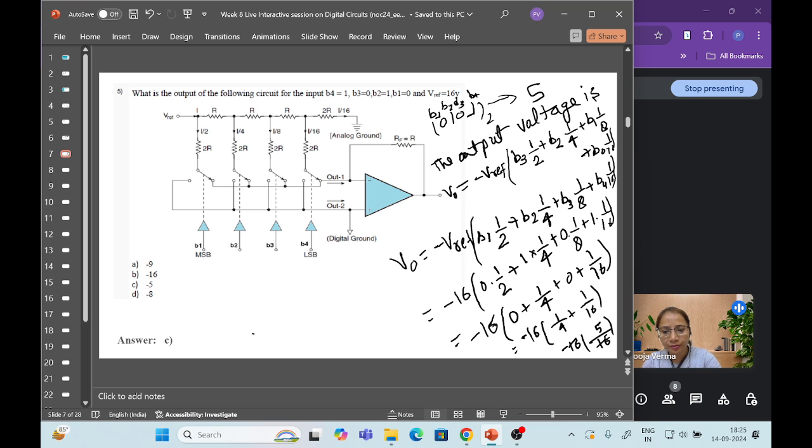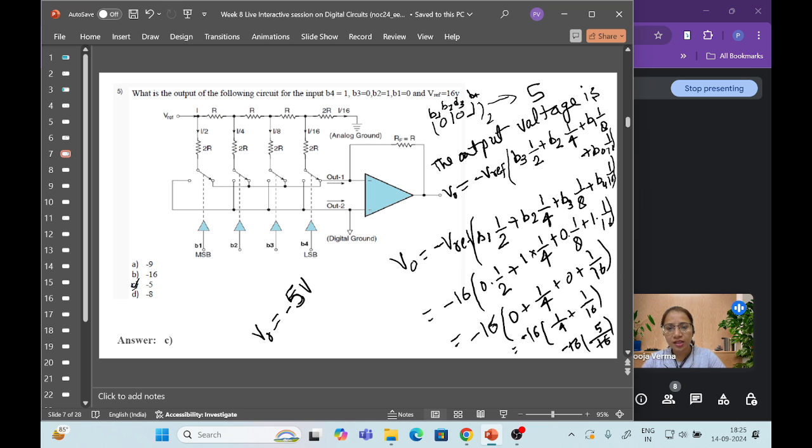You will get, I'm writing it here, V0 is equal to minus 5 volt. Minus 5 volt, right? 16 and 16 will be cancelled out, so minus 5 will be left. So V0 output voltage is minus 5 volt. Okay. That's why here it is given. Option C is the correct answer for this question.